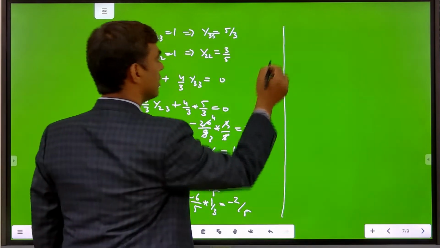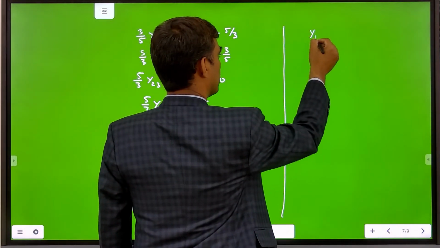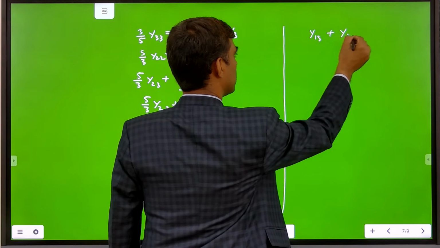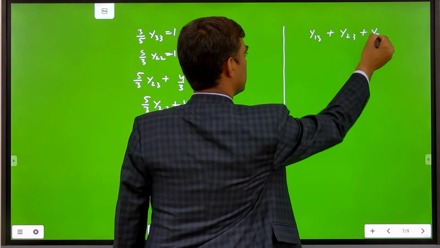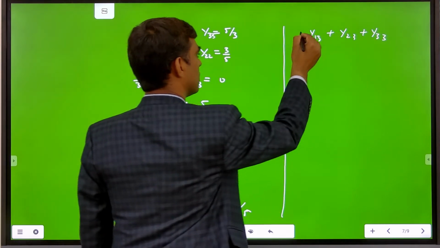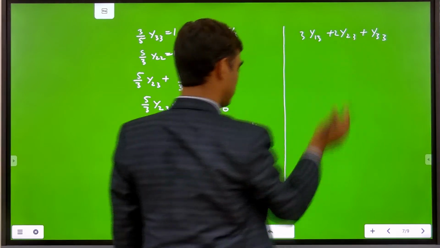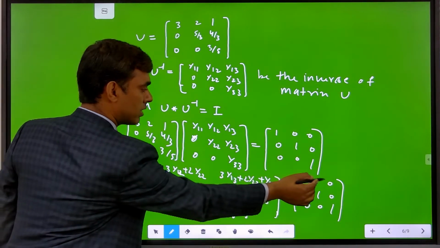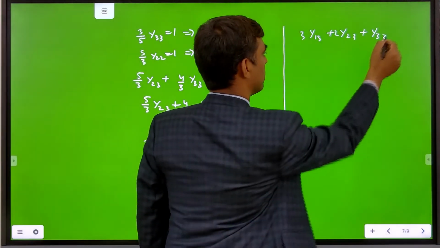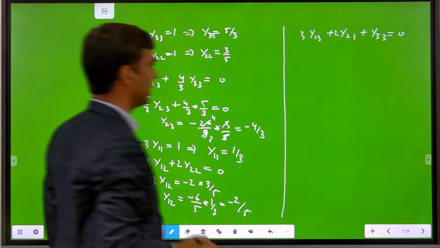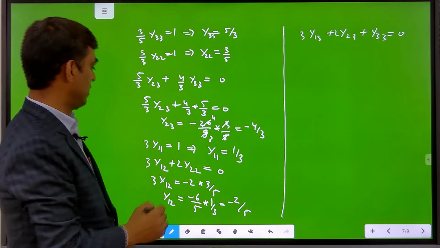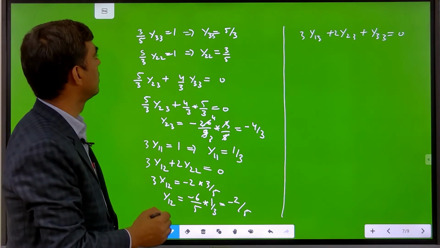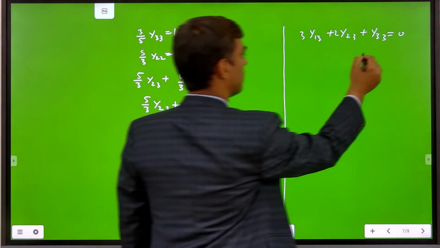Similarly, if we compare the last elements, 3y13 plus 2y23 plus y33, this one equals 3, 2, 1. I think this one is 3, 2, 1. What does this equal? This equals 0. So here we write this equal to 0, and again put the value of y33. The value of y33 is 5 by 3.